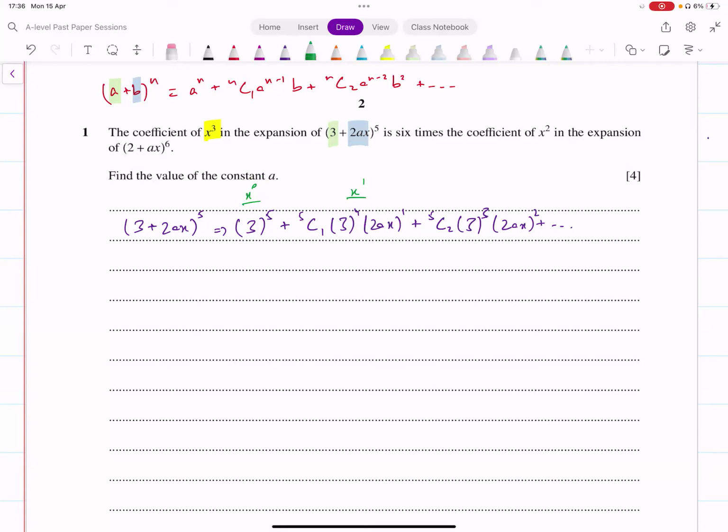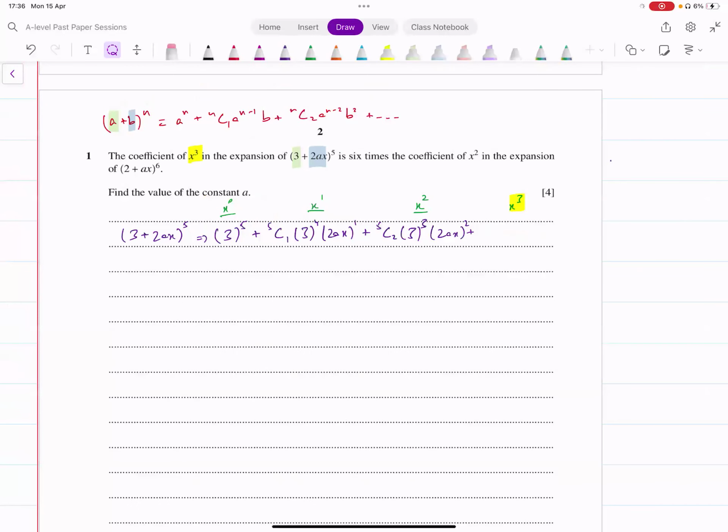So the first is 0, the second is 1. We know that the next one is going to be x power 2, and the next one is going to be x power 3. And this is the one that we are looking for. So we need one more term after this. Let's expand one more term. What's the next term that we get after this?